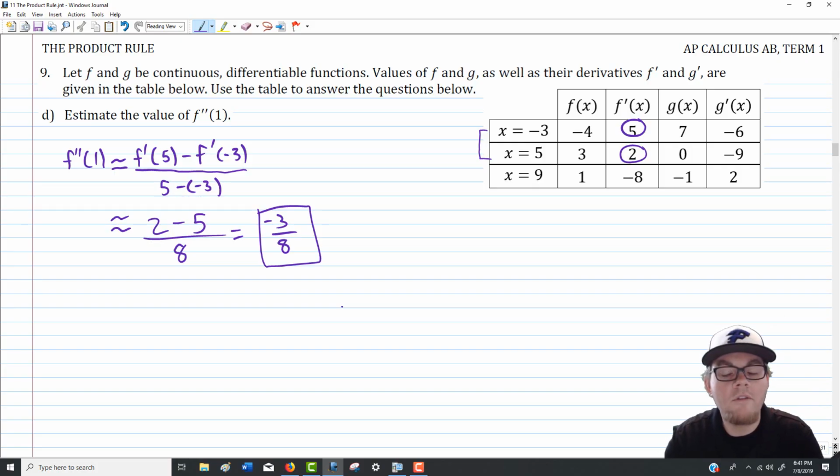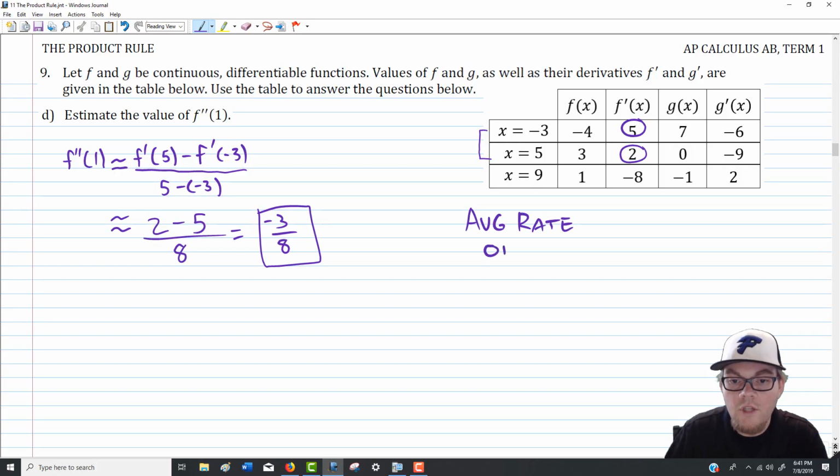Something important to remember, average rate of change approximates the derivative. In fact, I'll write it right here. Average rate of change approximates derivative. It's a good thing to know for sure.